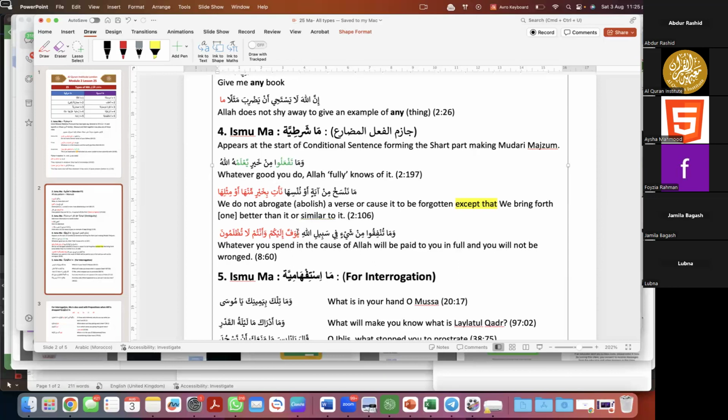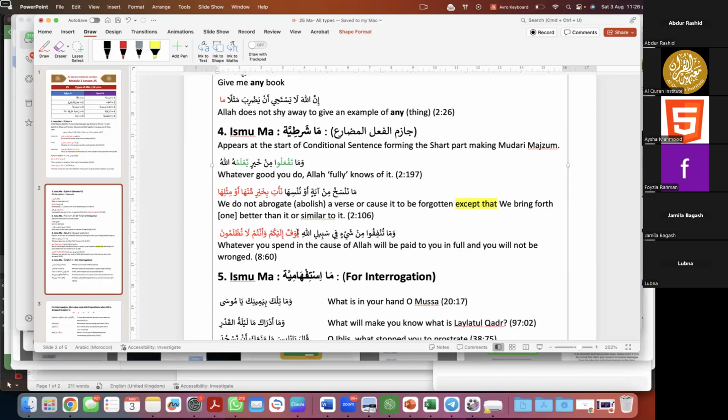Or cause it to be forgotten. Majhul. This is majhul, so it's talking in the passive. Can you see another meaning?